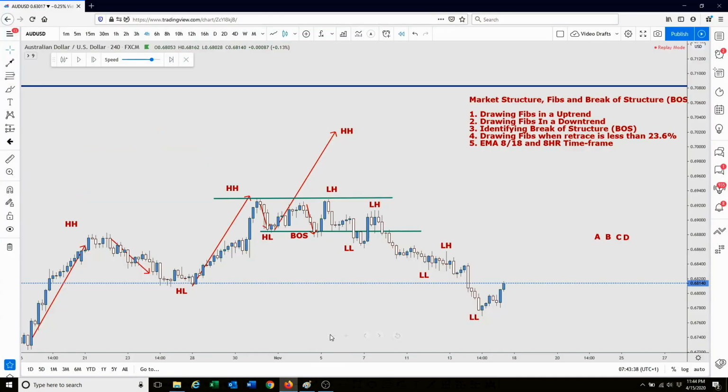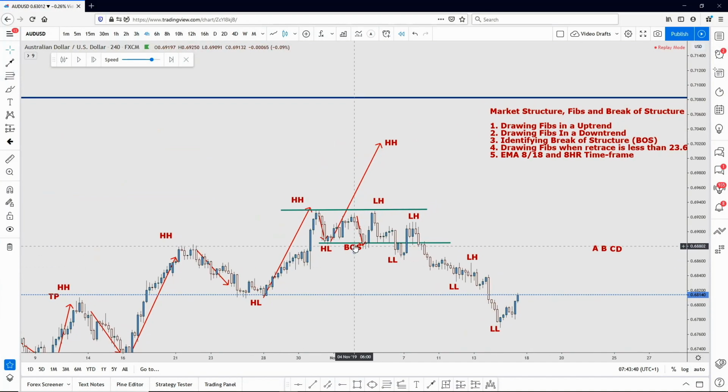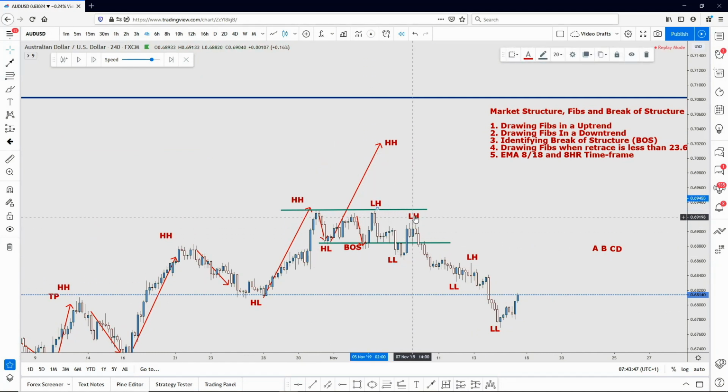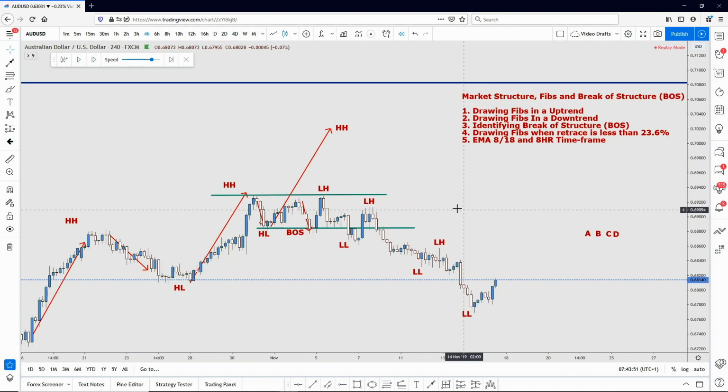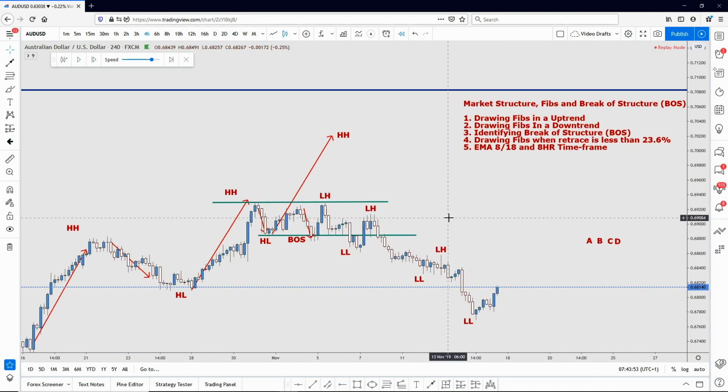So let's go back to this drawing. So we had a break of structure here. Price came up, made a lower high, lower low, lower high, lower low, lower high, lower low. So next question is, how do we draw Fibonacci in a downtrend? So I'm going to use the bar replay tool.